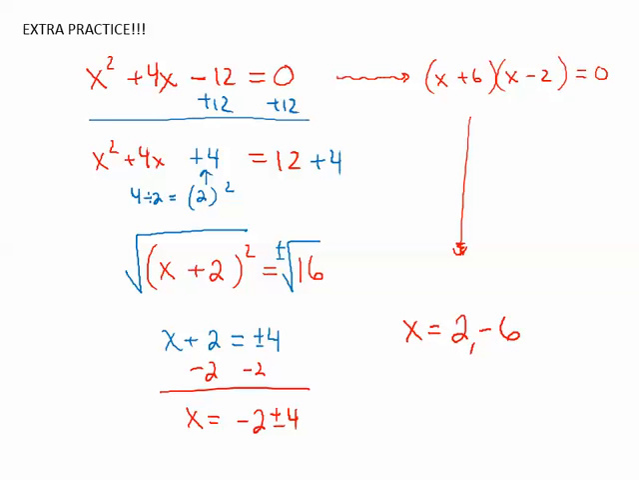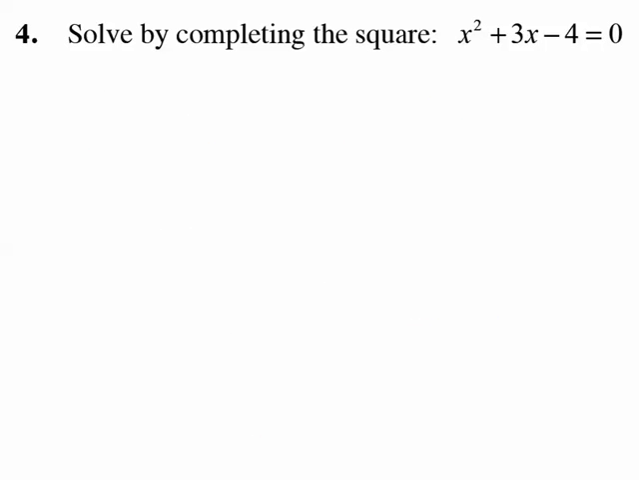So let's try a fraction here then. Sorry, got a few people still writing it down. I'll wait a little bit. You guys get about half a minute head start. All yours. x squared plus 3x minus 4 equals 0.